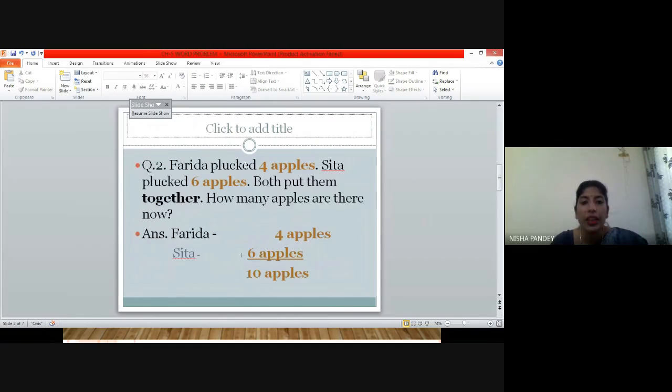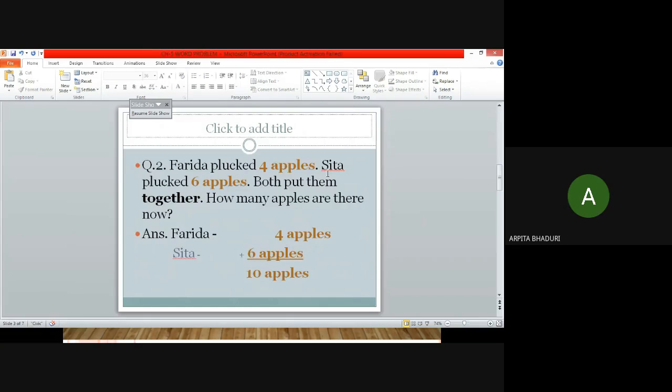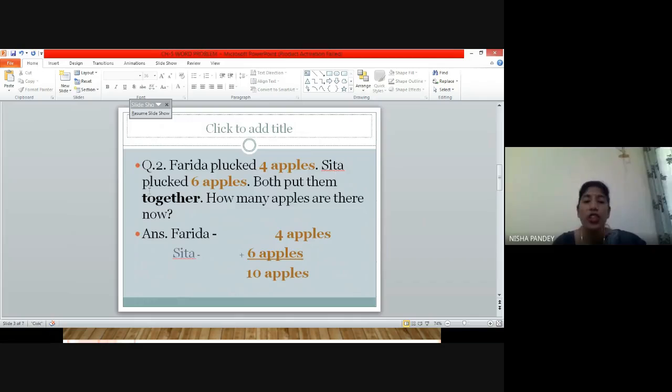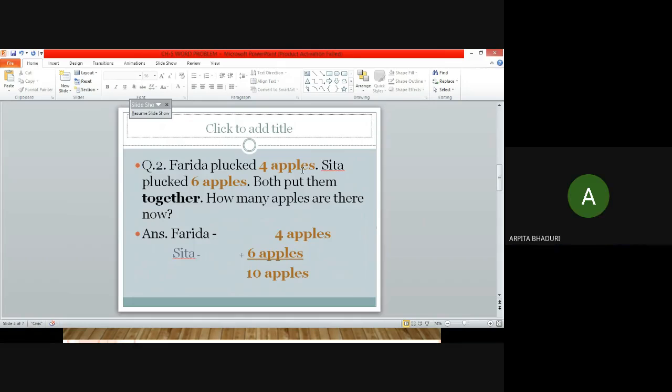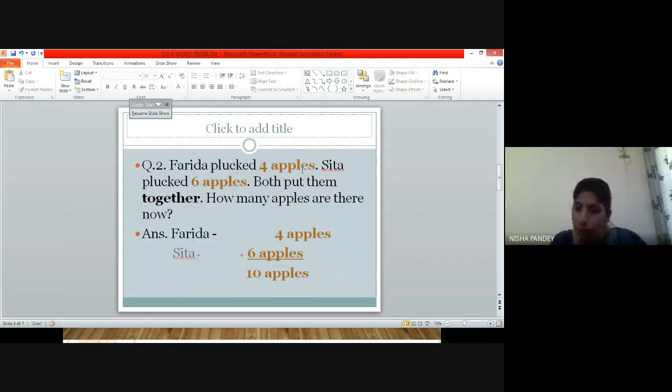Farida plucked 4 apples. Farida is a girl. She plucked 4 apples. Plucked means tode usne. Where do we get apples? Ma'am, from apple tree. Yeah, from the apple tree. If we want to eat apples, definitely we have to go near the apple tree and pluck them, or somebody has to pluck them. Then we get them in the market, right? Somebody is plucking from the trees.